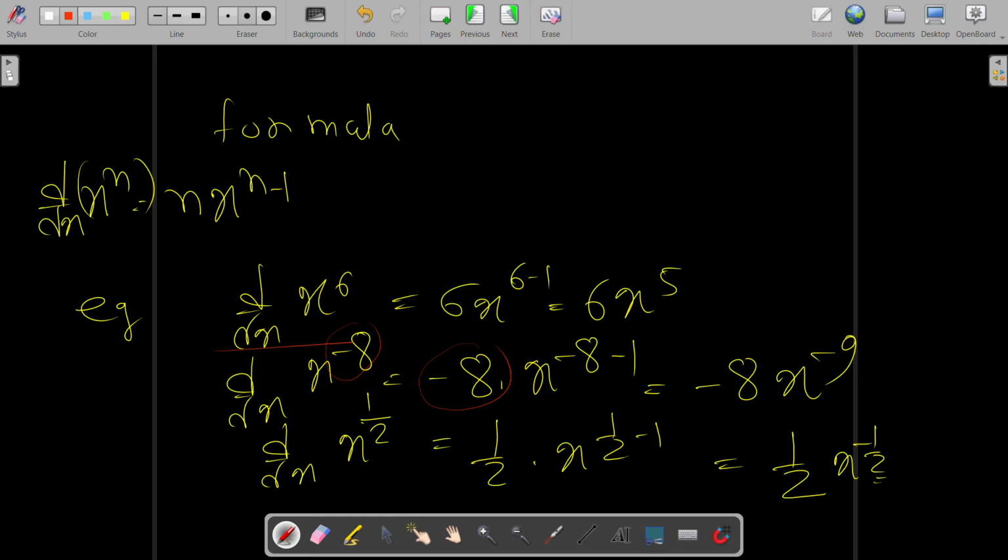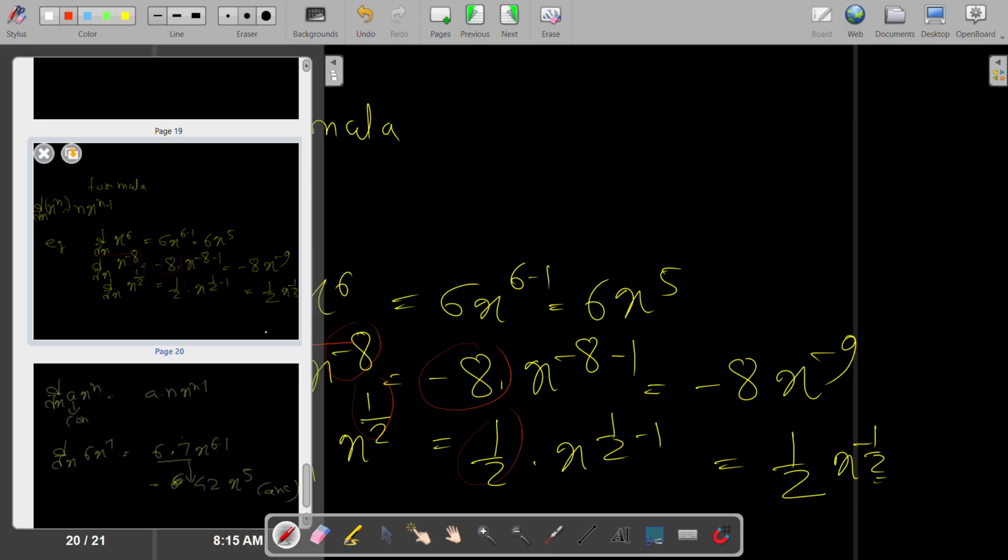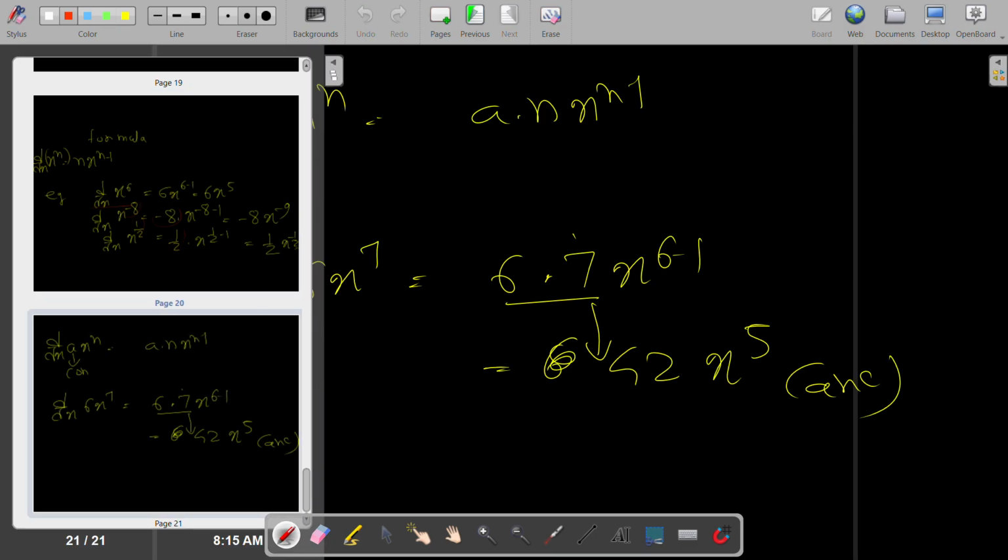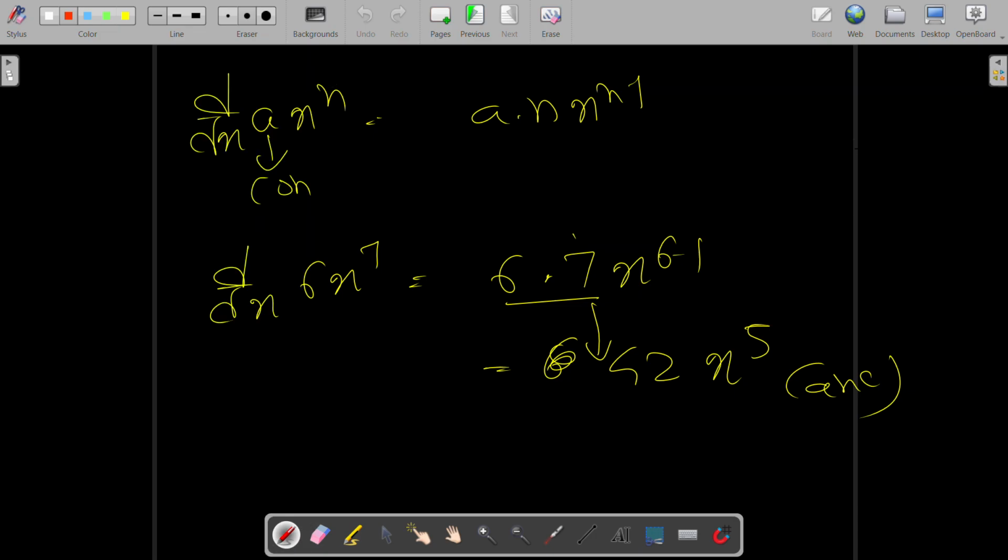Similarly, d of x to the power 1 by 2. Here half is n, so x to the power half minus 1. This becomes 1 by 2 x to the power minus 1 by 2. In general, there will not be just x to the power n everywhere; when we do problems like x to the power 6 or x to the power minus 8, there is a constant 1 multiplied with it.